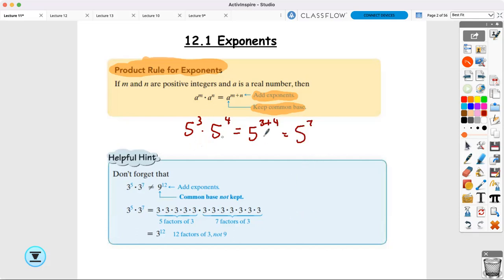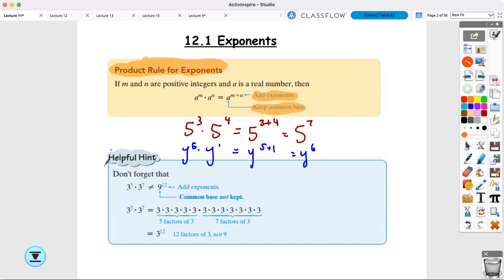Now, the same thing works with variables, right? We can use letters. For example, y to the fifth times y equals, well, since there's no exponent there, it's an invisible 1. Keep that in mind. So that's y to the 5 plus 1, which is just y to the 6. Those are just little examples of the product rule.